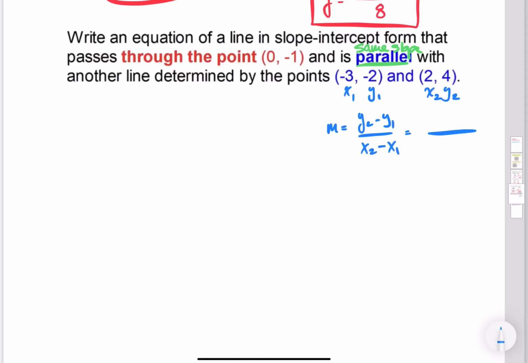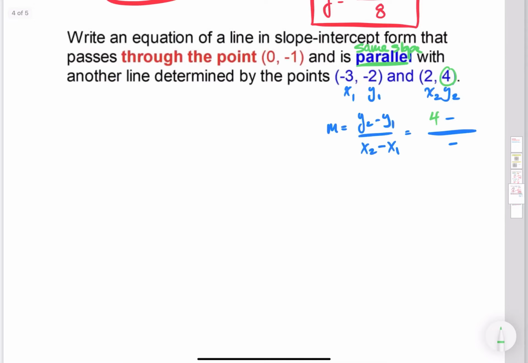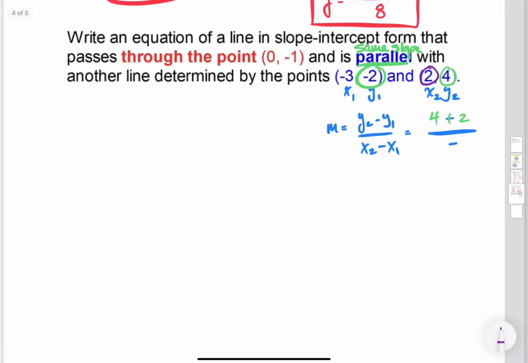So I have my fraction bar, I have my minus sign in the numerator and the denominator, and I'm just going to substitute here. So my y2 is 4 minus y1, which is negative 2, so that means plus 2. And then I'm going to go ahead and do my x's here. So my x2 is 2. Minus x1, which is negative 3, so that means plus 3. And if I go ahead and solve that, that means my slope, m, is going to be 6/5. So here's my slope.